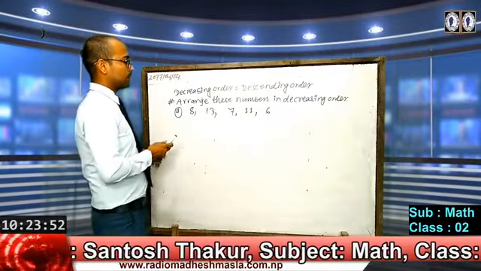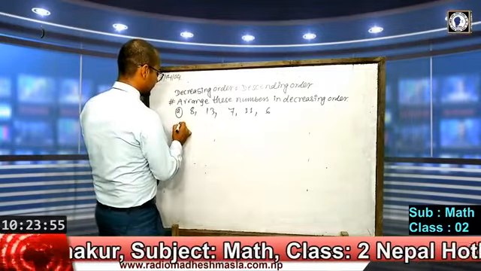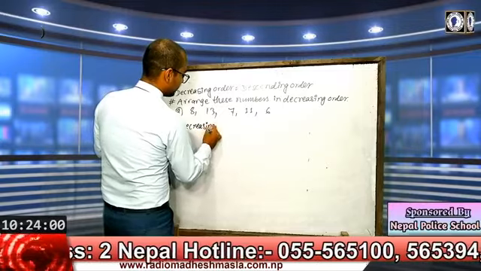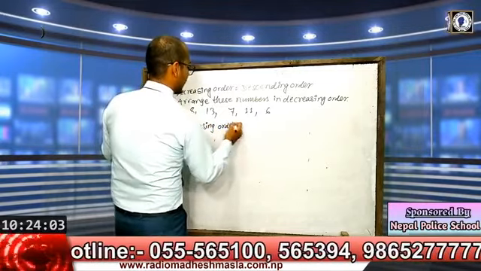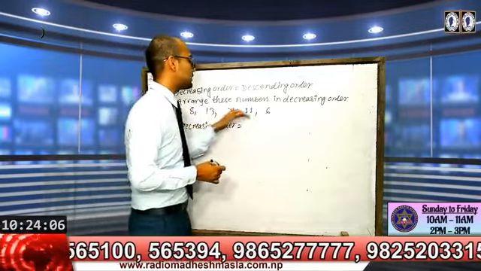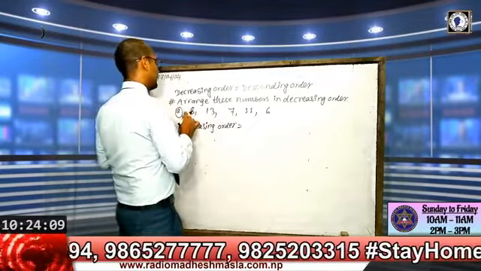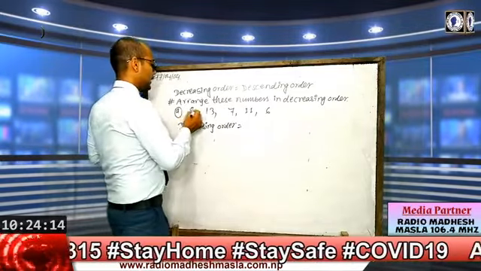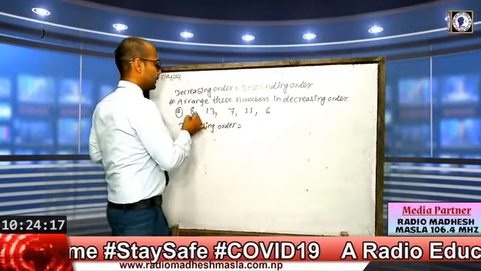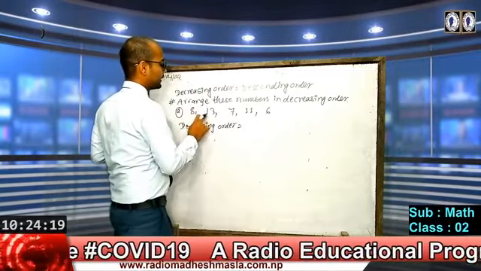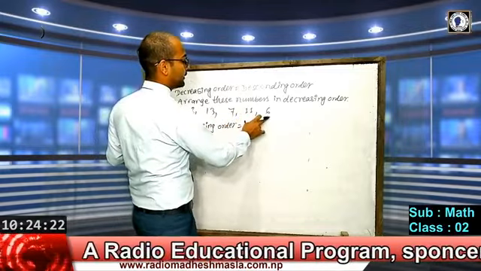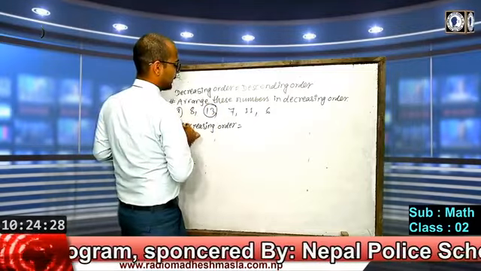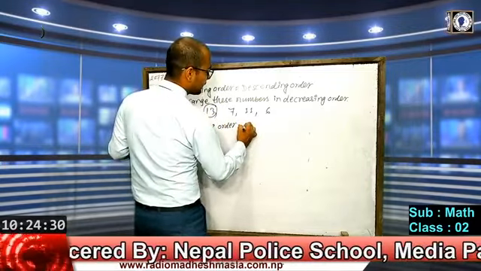So students, first we should write here like this: decreasing order. And then we should select the greatest one from these given numbers. We have given 5 numbers. From these 5 numbers we should select the greatest one. Among these 5 numbers, the first one is 8, then 13, then 7, then 11, then 6. Among these 5 numbers, the greatest number is 13. So we should write 13 at first.